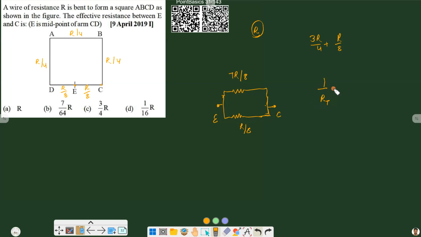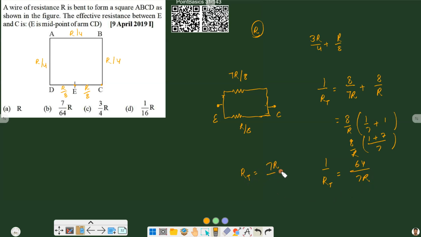R total will be the sum of their inverse combination. So 8 by 7R plus 8 by R. 8 by R will be common. 1 by 7 plus 1, that is 8 by 7, times 8 by R. So 1 by RT will be 64 by 7R, and RT will be 7R by 64. Option B will be the right answer.